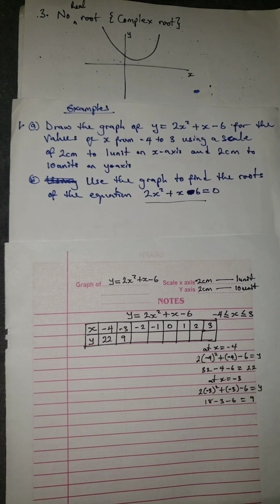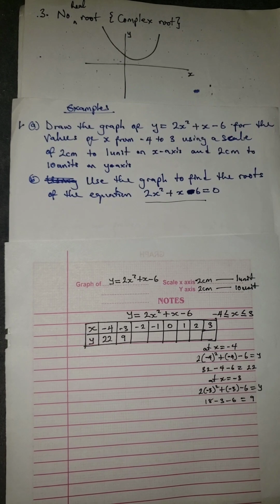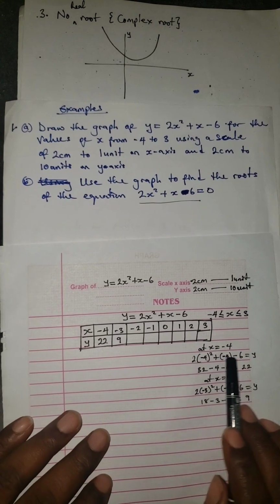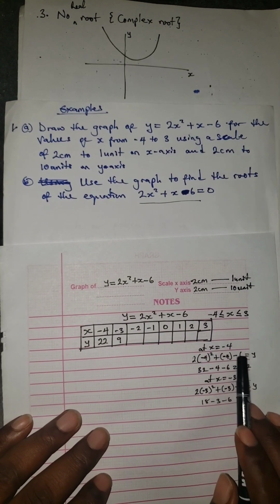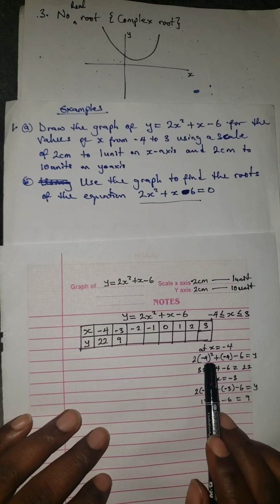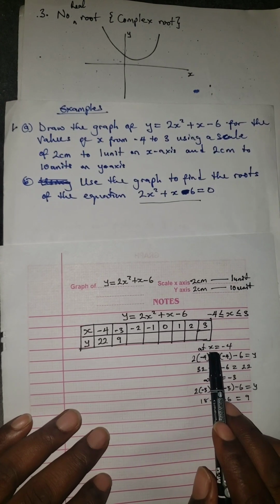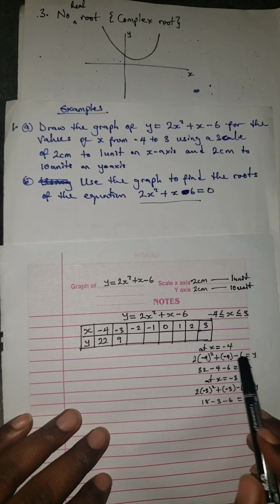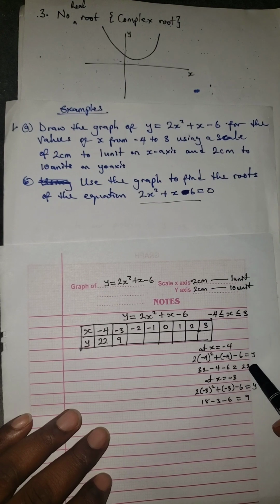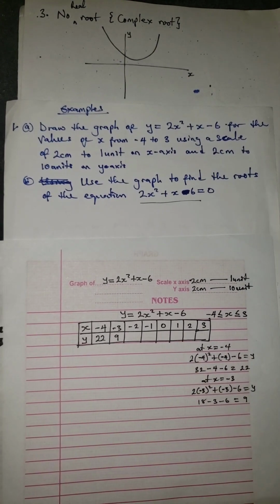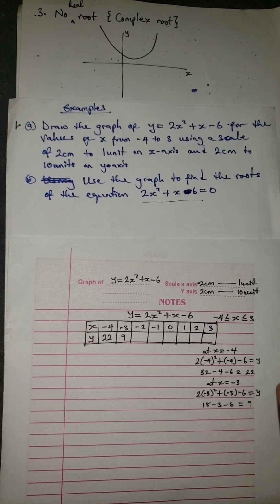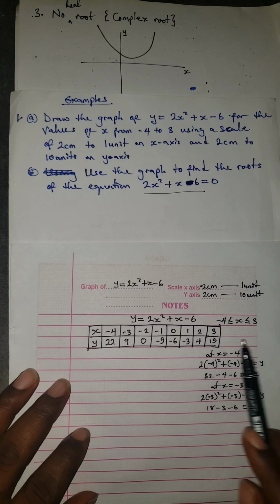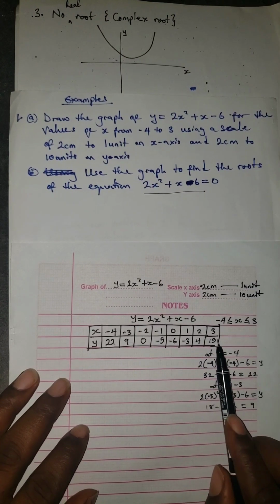So that's how you are going to use and fill up your table of value. If you have a calculator, it's very simple. The way you have it here is the way you are going to press it in your calculator. You press 2, open bracket, press minus 4, close your bracket, put your square, plus open bracket, minus 4, close your bracket, minus 6, you press equal to, it will give you 22. So you write it. When you are using a calculator, it's a lot easier. So I'm going to fill it up now. When you continue this process or use your calculator, you will be able to fill this up.